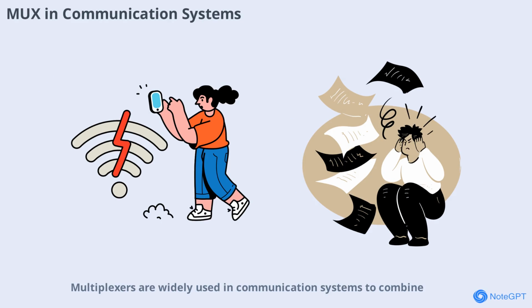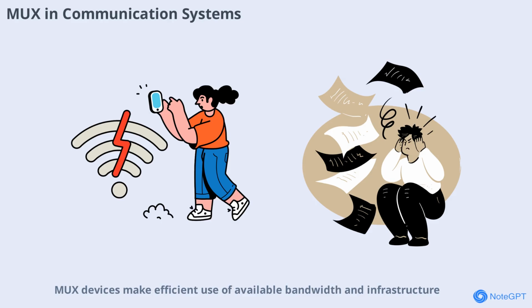Multiplexers are widely used in communication systems to combine multiple signals into one for transmission over a single channel. This is especially useful in telephone networks, where many calls are sent over the same wire, and in digital TV, where multiple channels share the same frequency band. MUX devices make efficient use of available bandwidth and infrastructure.